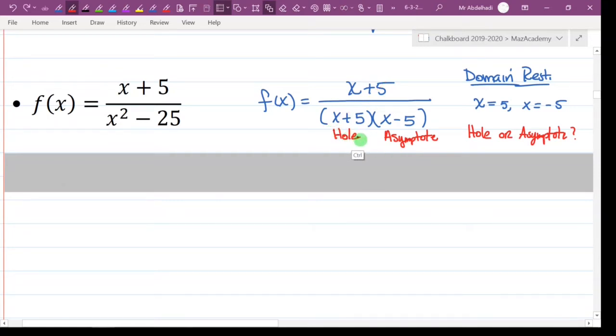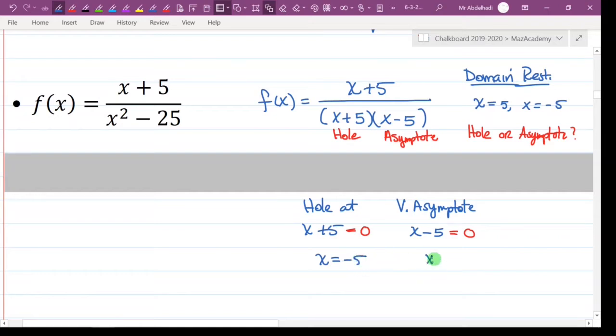Now, where is the hole and where is the asymptote? Well, the hole is where this thing equals 0. So there's a hole here at x plus 5 equals 0. You need to set it equal to 0. And there's a vertical asymptote, V asymptote. We're going to talk about horizontal asymptotes later. Okay? The vertical asymptote is happening at x minus 5 equals 0. And you solve each one of these, which is really, really quick and easy. This is x equals negative 5, and this is x equals 5.